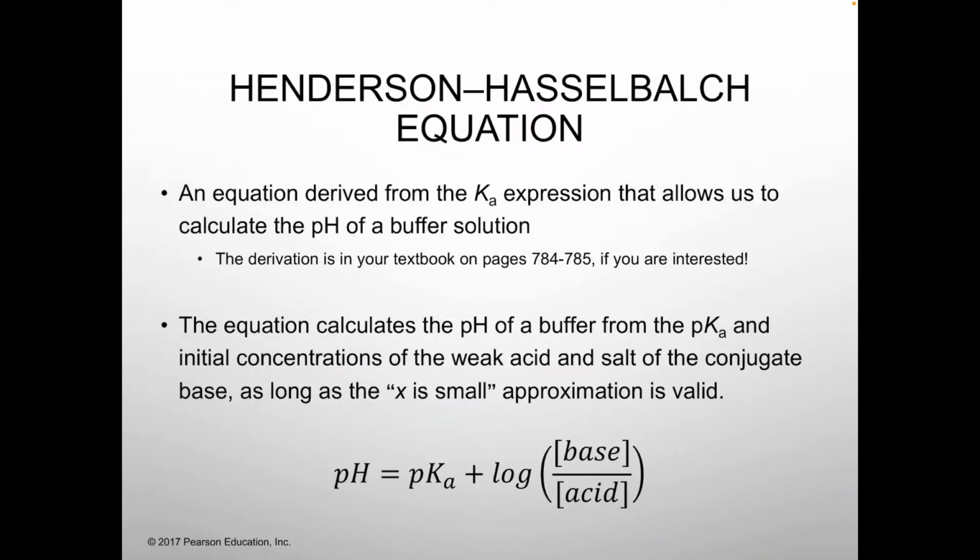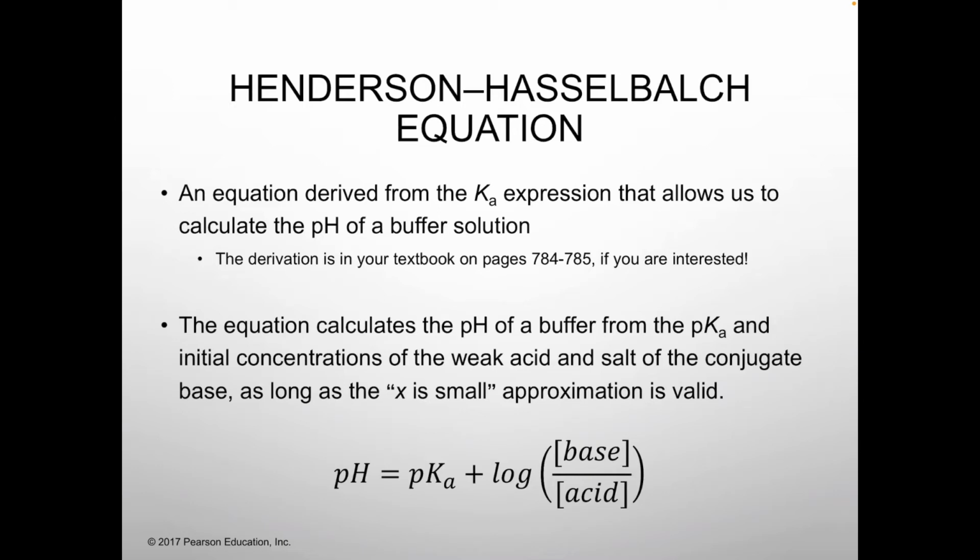So it's derived from the Ka expression, like I said. If you go through the equilibrium ICE table with the buffer and calculate all of that, the pH from the hydronium ion concentration, you would come out with pH equals pKa plus log base over acid once you finish all of the calculations. So you would go through all of this to get the pH.